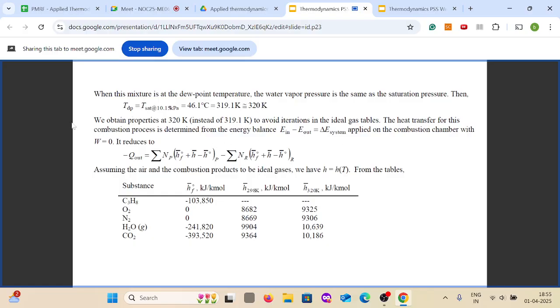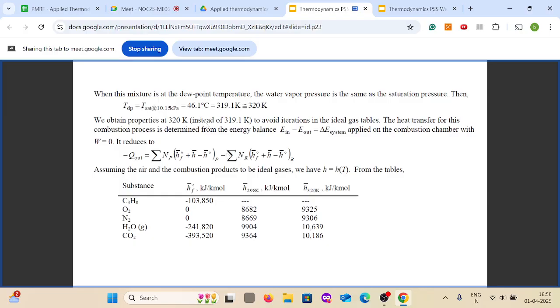So, we do an energy balance across the combustion chamber, your Q is enthalpy of product minus enthalpy of reactant, just like the previous. So the enthalpy formation values are given here, and similarly enthalpy at the standard temperature 298 Kelvin and at 320 Kelvin is listed in the table below. So I have to just substitute the values.